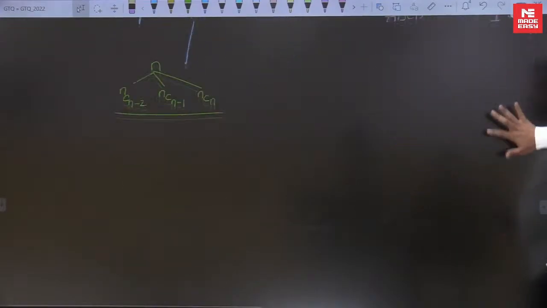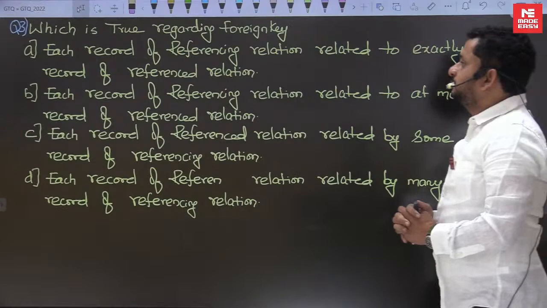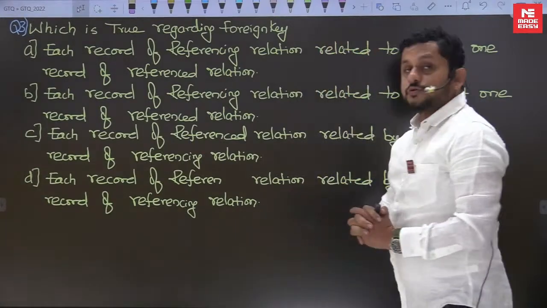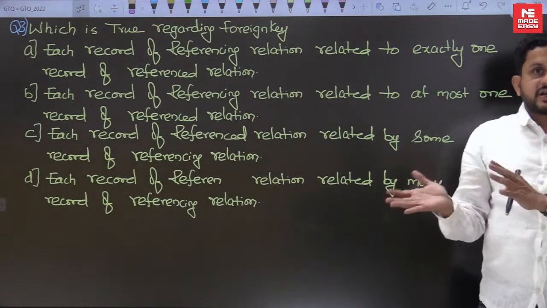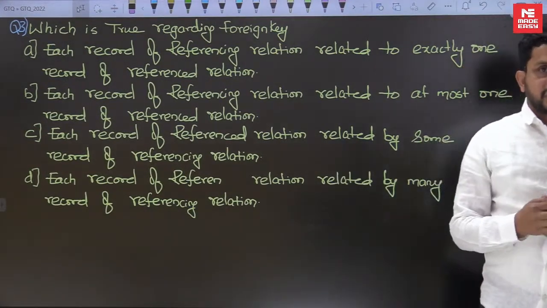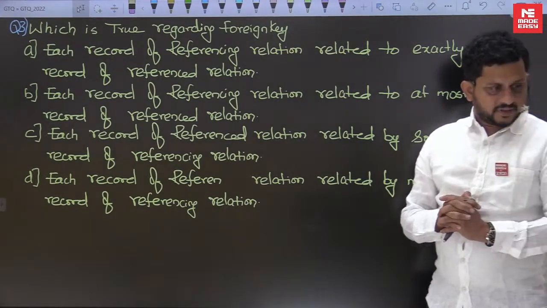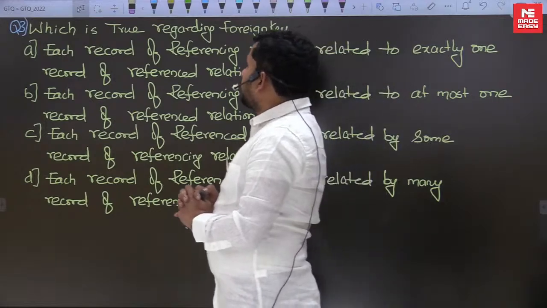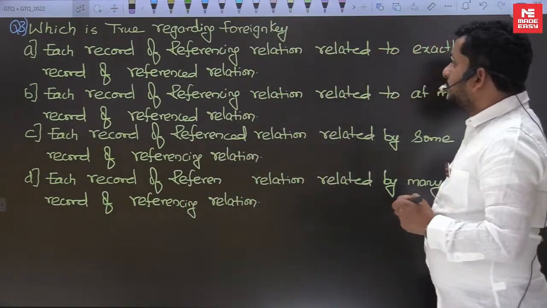Now let's move to one more question which is related to the foreign key. So this question is related to the referencing and referenced relation, foreign key and the referencing attribute and referenced attribute, and the relationship between them. So please read the question. Which is true regarding foreign key?